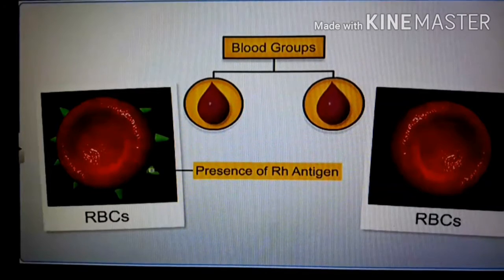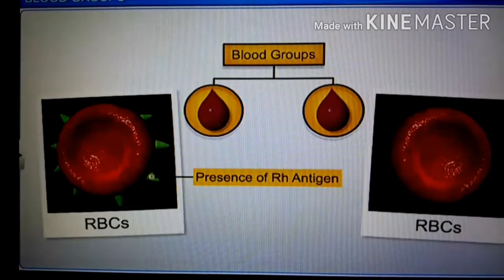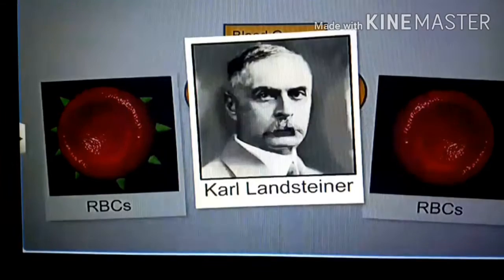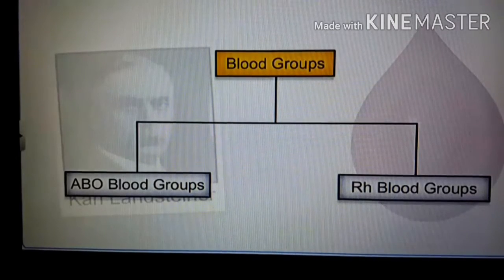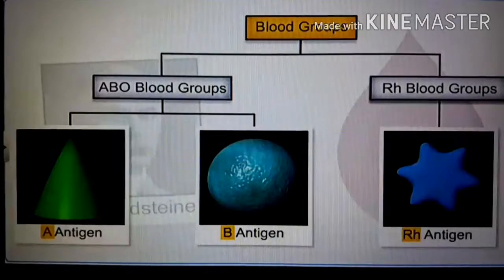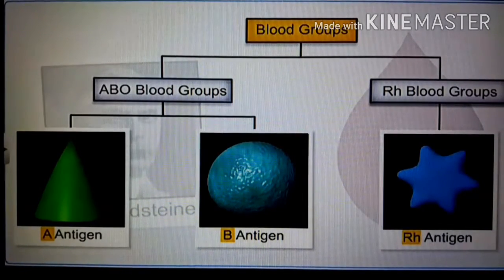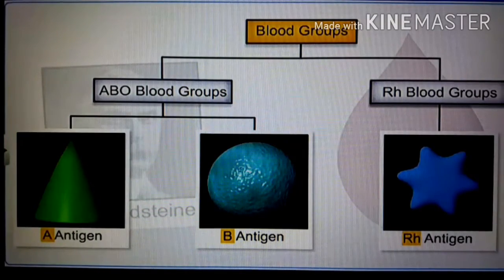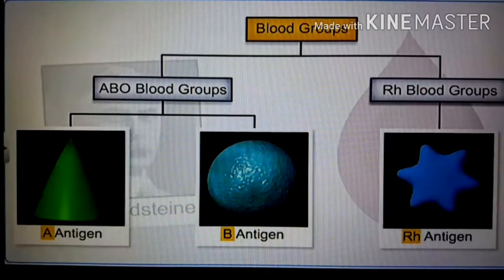On the presence of Rh antigens on the surface of RBC, blood groups are divided into two categories by Landsteiner. So blood groups are categorized into ABO blood groups and Rh blood group. ABO blood groups are differentiated into A, B and O on the basis of presence of antigen A and B on the surface of RBC. And Rh blood groups are differentiated on the basis of whether Rh antigens are present on the RBC surface or not.